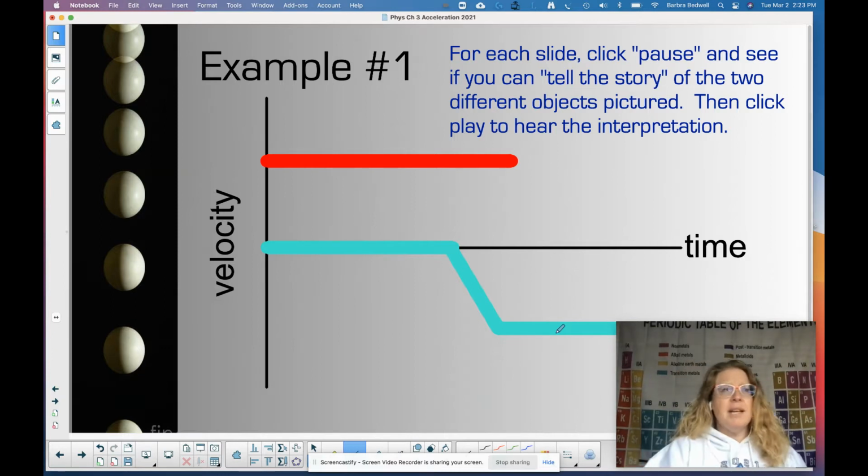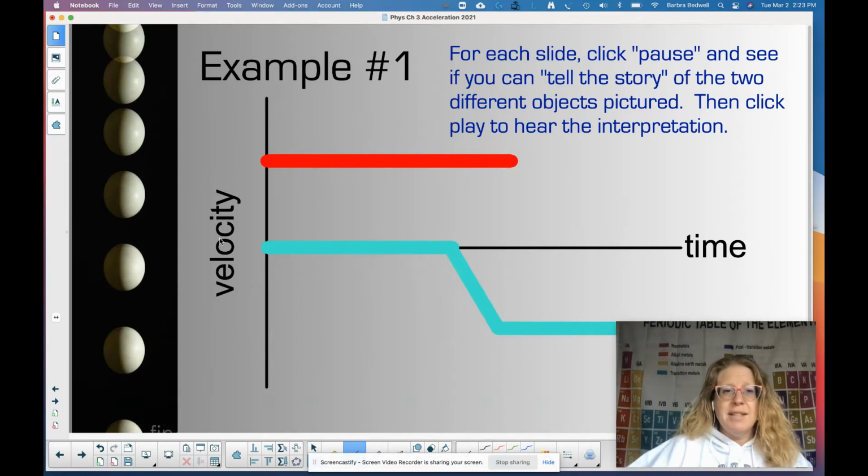So here's example number 1, or slide number 1. Again, what I would suggest is for each one of these graphs, hit pause after this one maybe, and talk your way through what's happening. I'll talk about the red line, then I'll talk about the blue line. So let's talk about interpreting these. What's happening in these graphs? What's going on? We'll talk about the red line first.